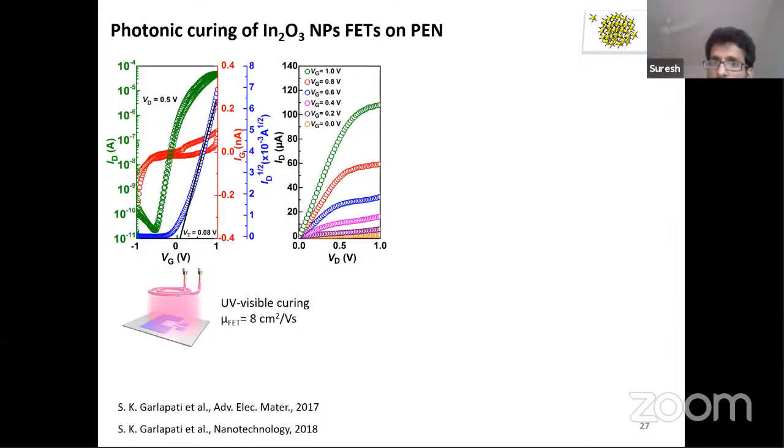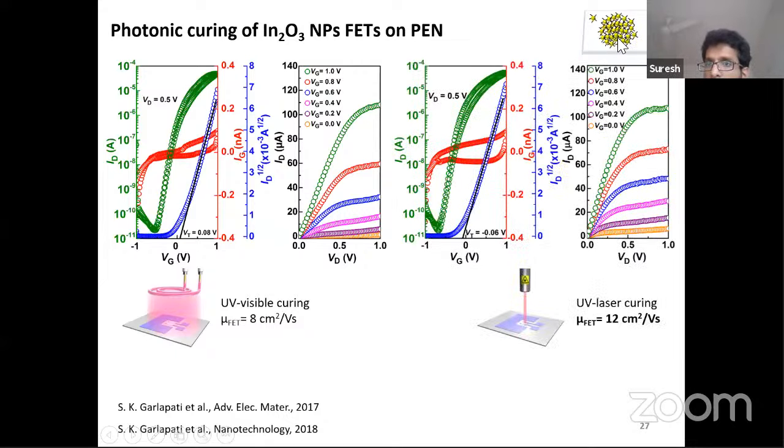So next I will talk about printed nanoparticulate transistors. I have already mentioned before that you have nanoparticles which are, let's say, printed, but these nanoparticles have surfactants. So these surfactants we have to remove, right? How to remove the surfactant? We can do either UV light curing or laser light curing. So I did both.